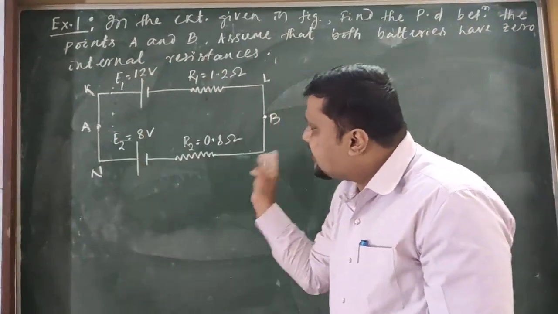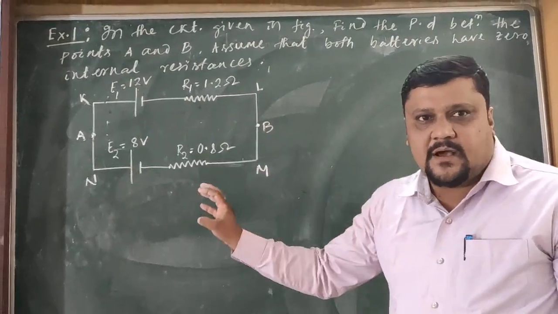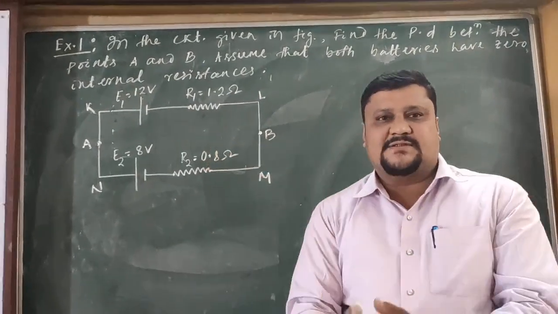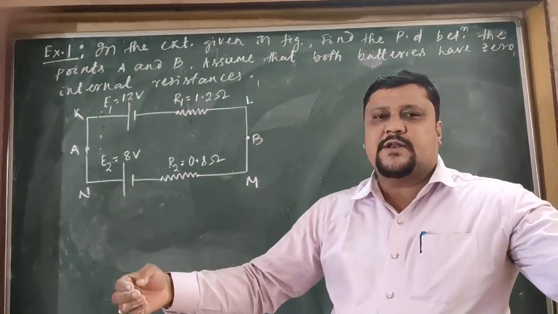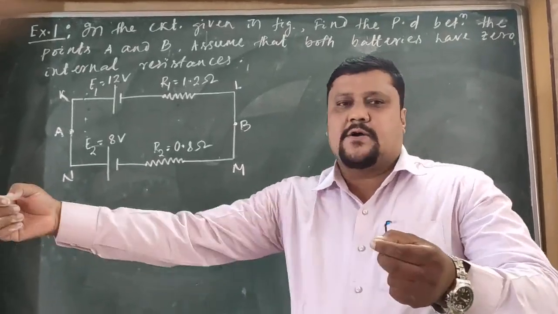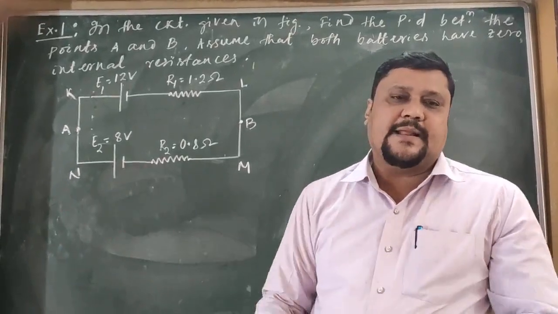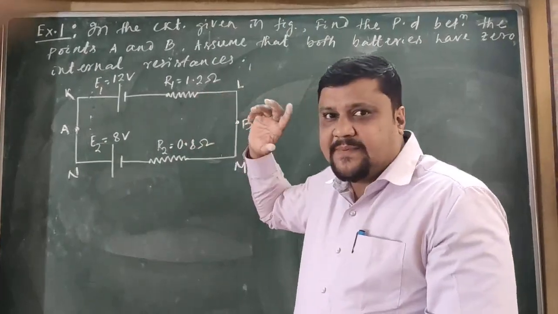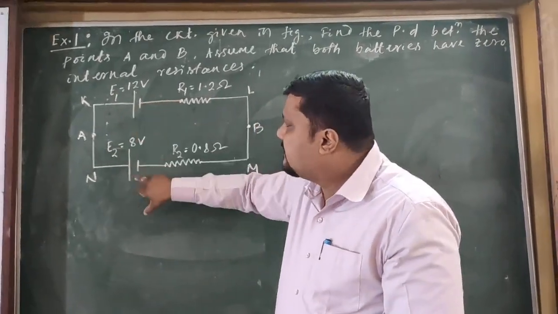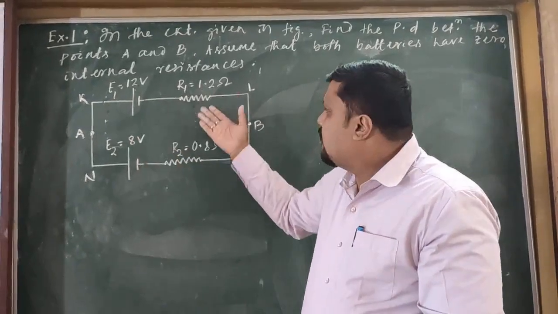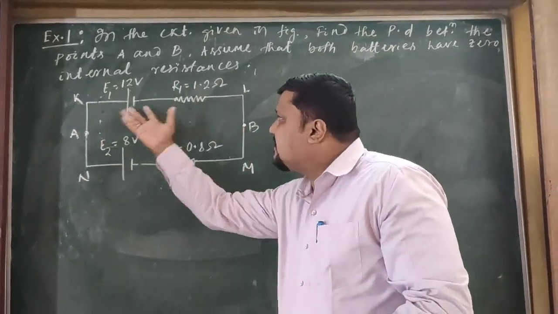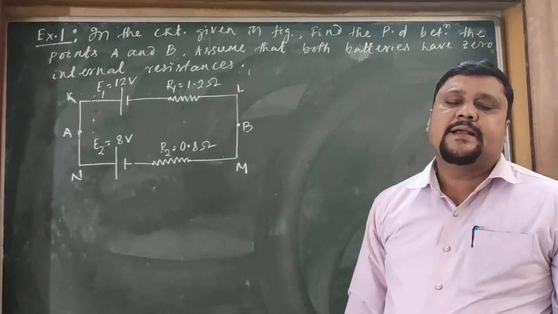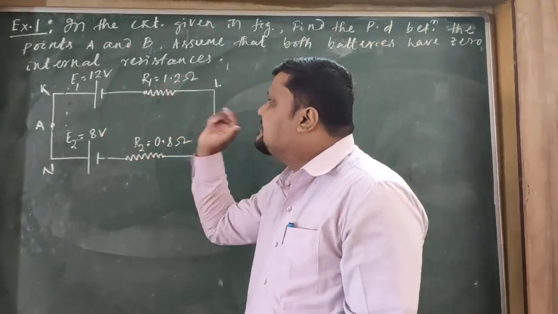If you see the circuit, Kirchhoff's law is applied when there is a complex circuit. For a simple circuit, if there is one resistor connected, we can apply Ohm's law, V equal to IR. But when do we apply Kirchhoff's law? When there is more than one battery and more than one resistor, like this connection. So this is the simple circuit given.